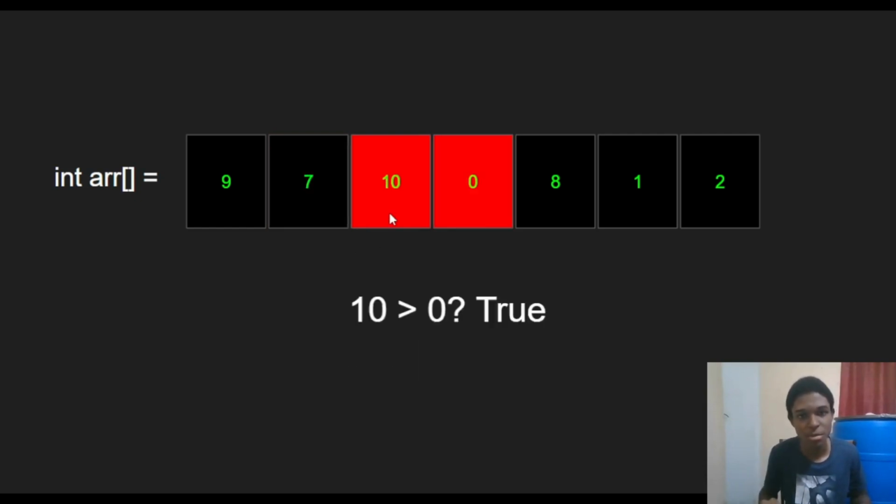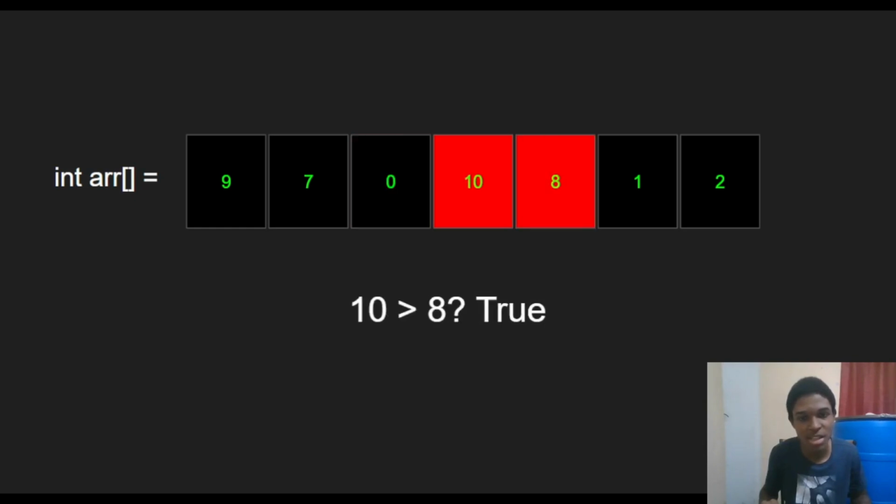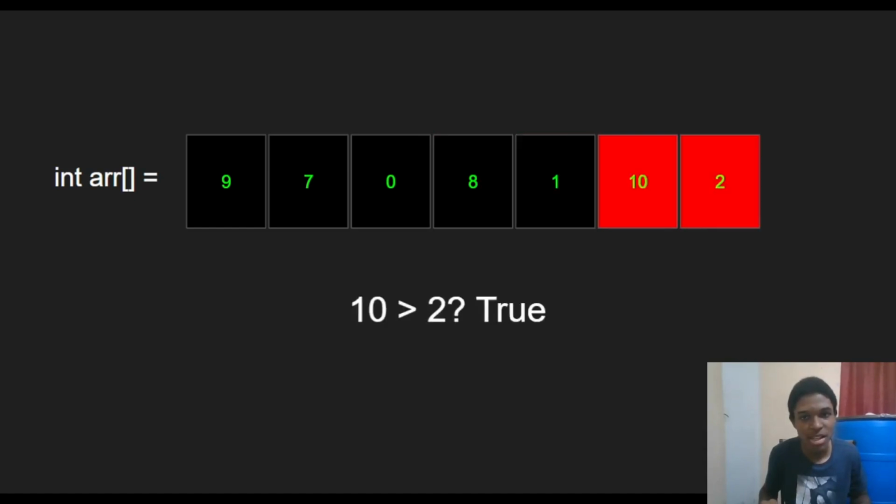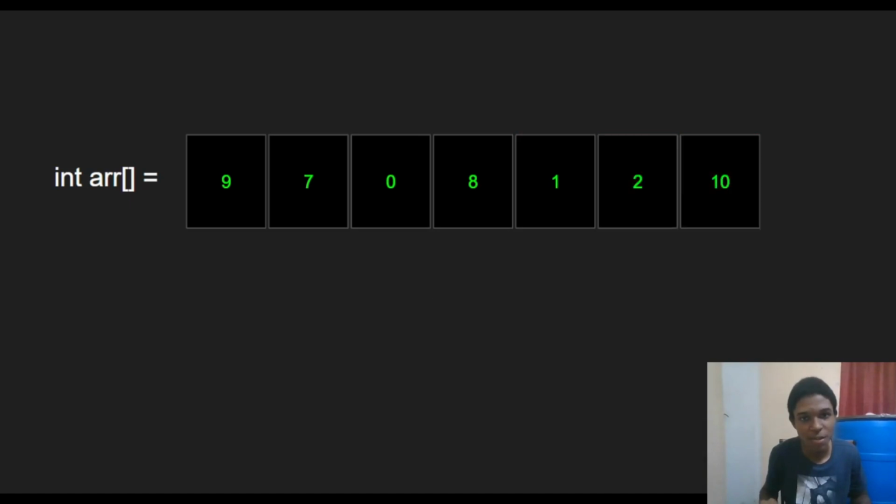And then it moves on to the next element, so it compares 10 with 0, is 10 greater than 0? True. Swaps 10 with 0. Then it compares 10 with 8, is 10 greater than 8? True. It swaps 10 with 8. Then it compares 10 with 1, is 10 greater than 1? True. So it swaps 10 with 1. Then it says is 10 greater than 2? True. So it swaps 2 with 10. Now, that is the first iteration of bubble sort, guys.